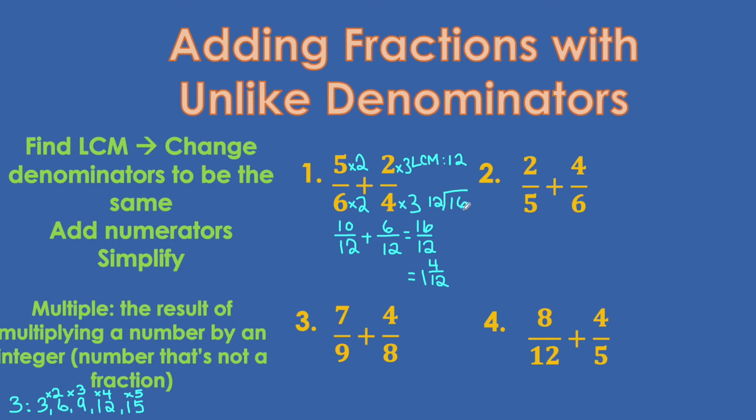Now we just have a simple division problem. 16 divided by 12. We have 1 here. You can only divide 12 into 16 one time. So 1 times 12 is 12. Then you subtract, and you get 4. So this is where this number comes from. We see we have 1 and 4 twelfths.